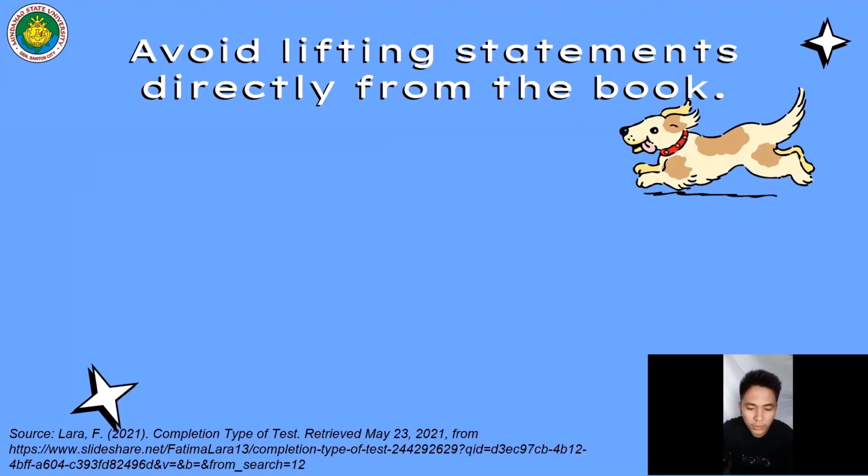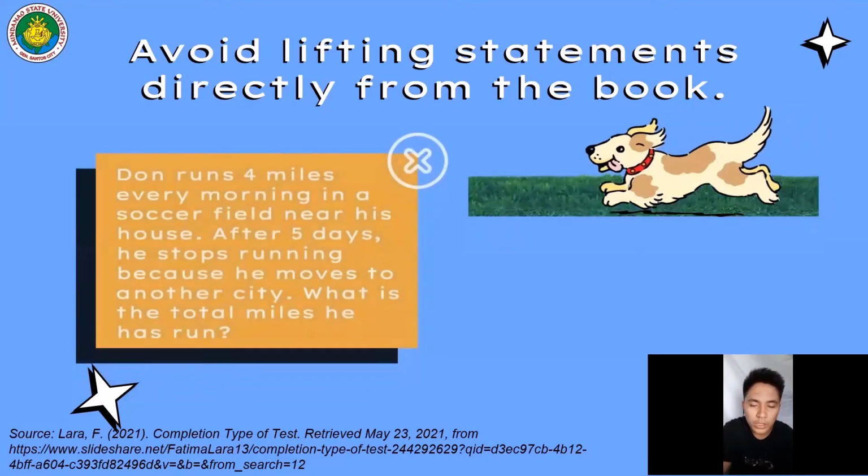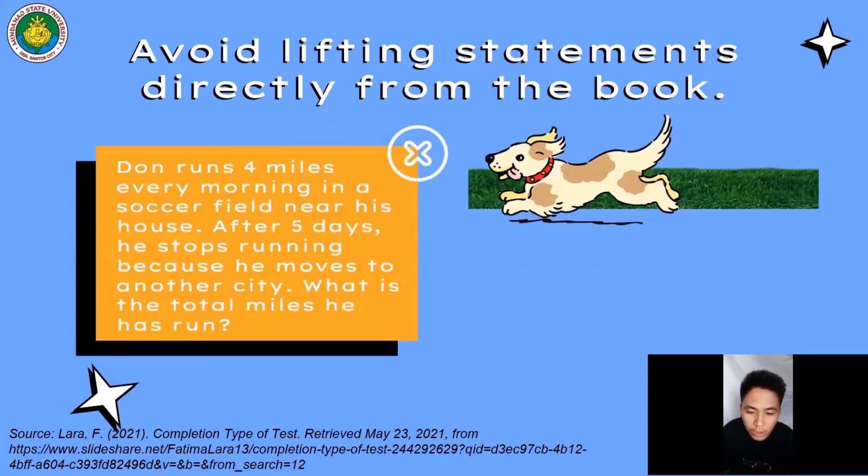Number 6, guidelines for writing completion items. Avoid lifting statements directly from the book, which means the question must be short and clear, not directly copied from the book, so that it will not be time consuming for the students. So we have an example which is wrong. Don runs 4 miles every morning in the soccer field near his house. After 5 days, he stops running because he moves to another city. What is the total miles he has run?